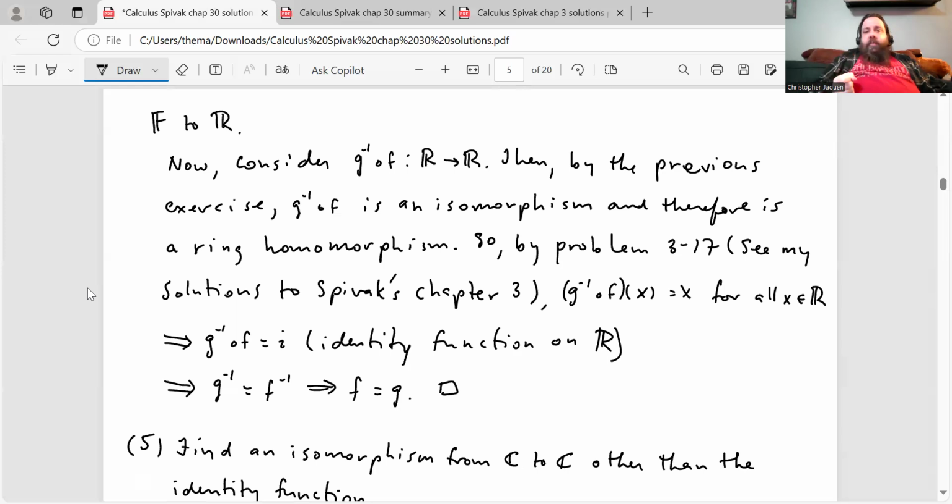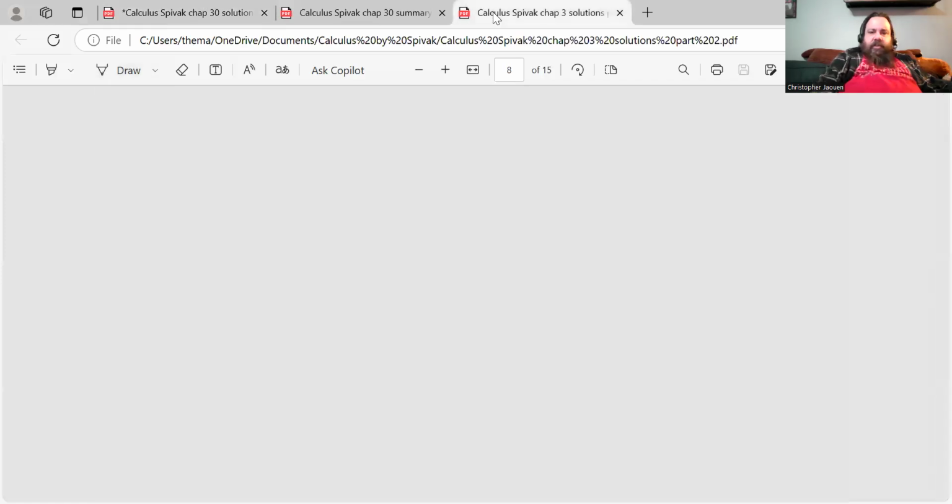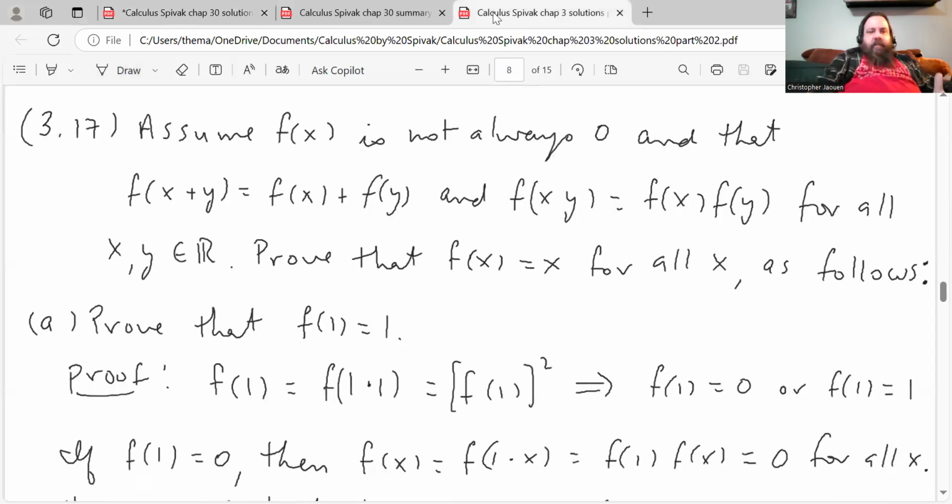Or you can go to my PDF documents on the Patreon page for my chapter 3 exercise solutions, and you'll see my solution there. This is what the theorem says, just because I don't expect that you would remember that. This is what 317 says.